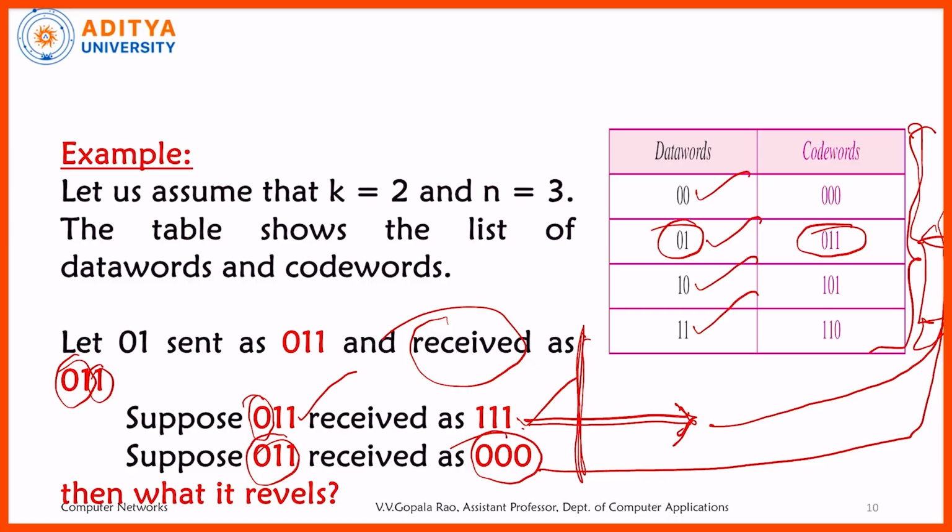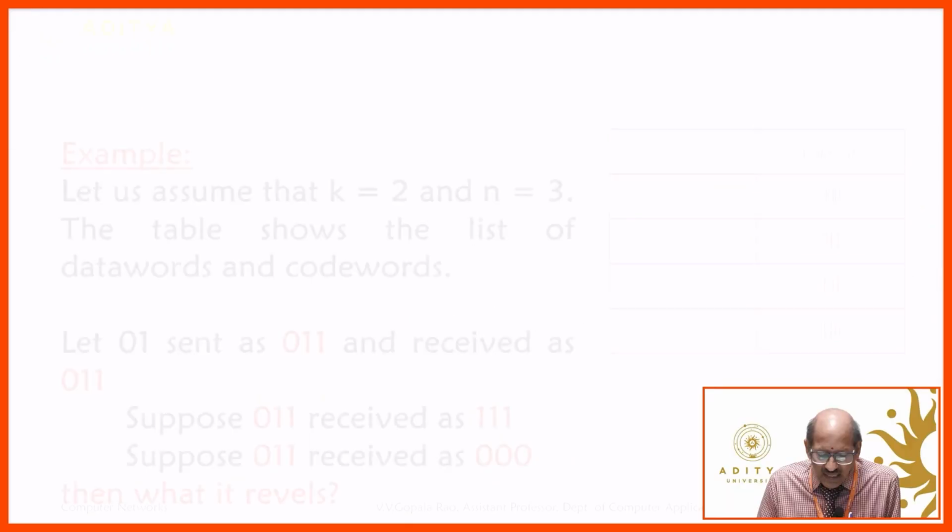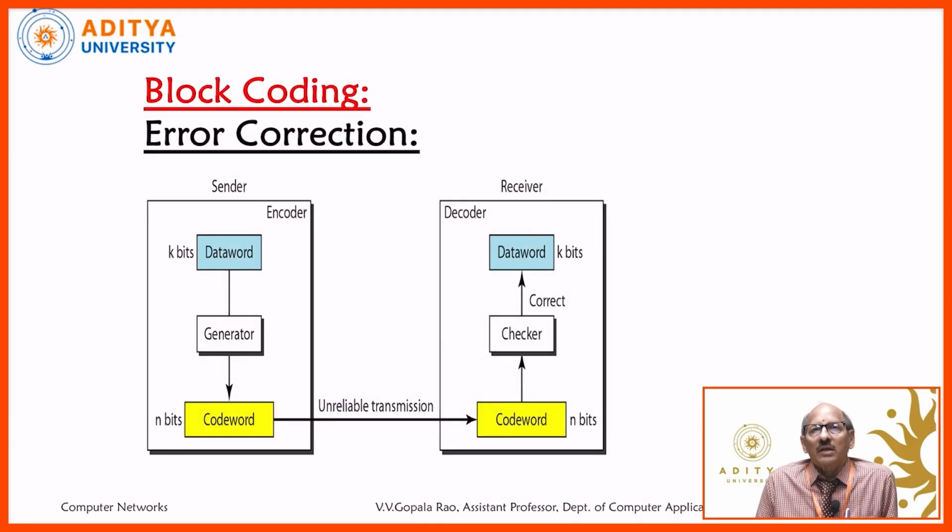You cannot identify where the error occurred, but at least you identify whether an error has occurred in certain cases. That is why you cannot rely on this procedure completely; only with some limitations can you follow it. That is the actual meaning of error detection based on block coding.